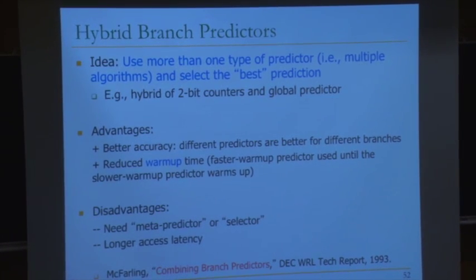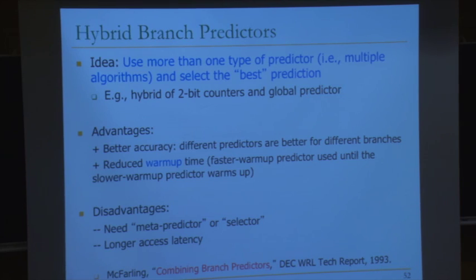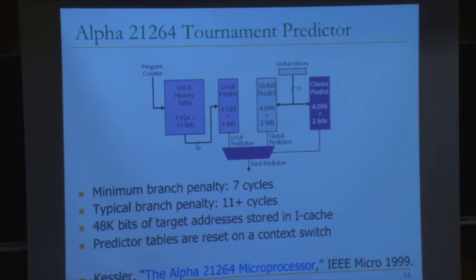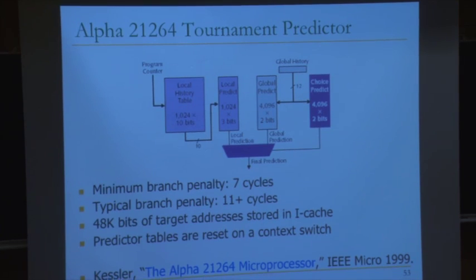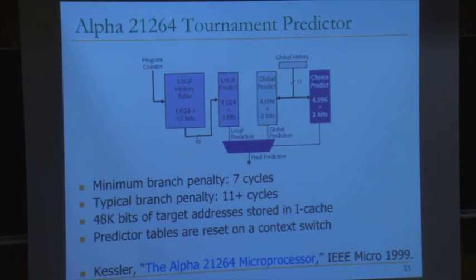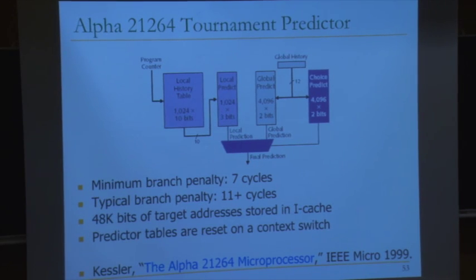What is the downside of this? Well, you get longer access latency, and I'll show you the structure. So these are actually implemented in Alpha 21264. This is called the tournament predictor in Alpha 21264. And this is the paper I mentioned earlier. If you look at this, well, a little bit about the processor. They had a minimum branch penalty of 7 cycles, and typical branch penalty of 11 plus cycles. This is based on the profiling of their programs.